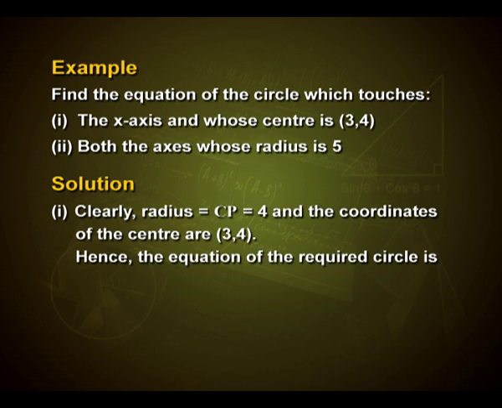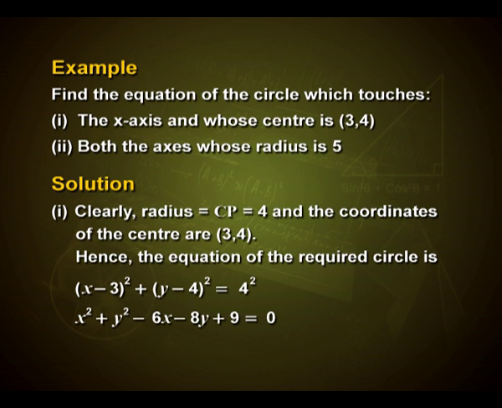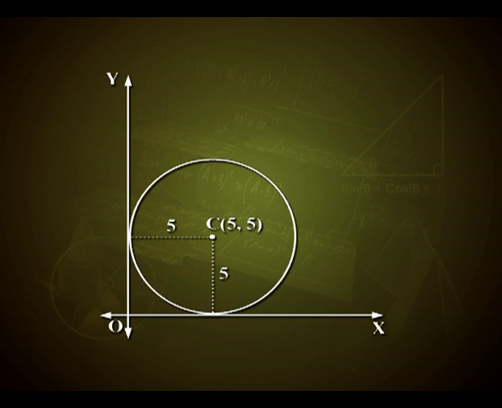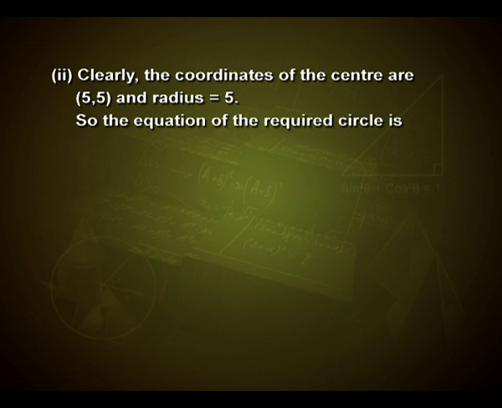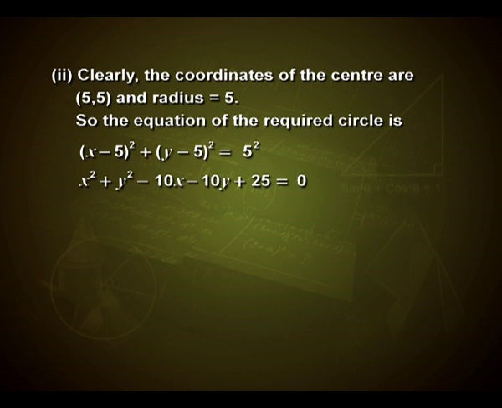Hence, the equation of the required circle is (x minus 3) whole square plus (y minus 4) whole square equal to 4 square, which can be simplified as x square plus y square minus 6x minus 8y plus 9 is equal to 0. For the second part, clearly the coordinates of the center are (5, 5) and the radius is equal to 5. So, the equation of the required circle is (x minus 5) whole square plus (y minus 5) whole square equal to 5 square. We can solve this to get x square plus y square minus 10x minus 10y plus 25 is equal to 0.